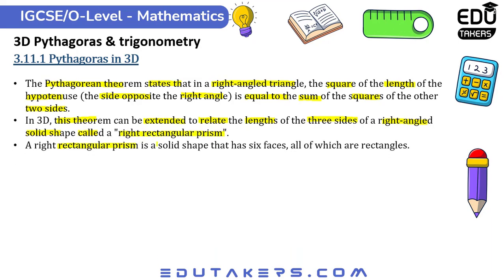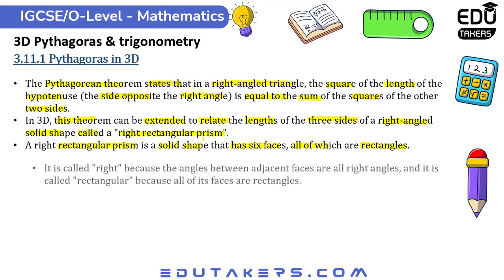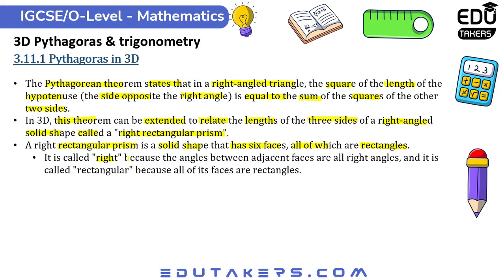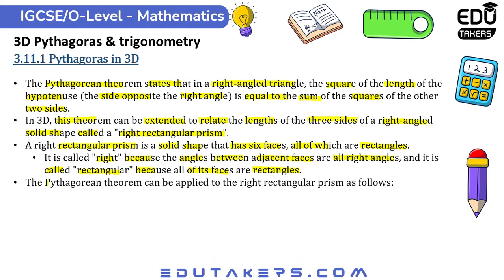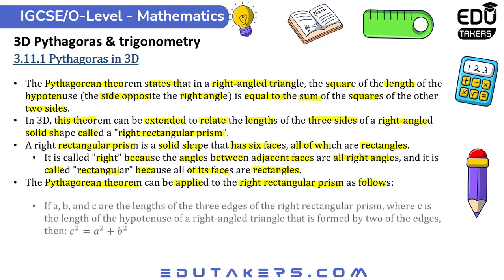A right rectangular prism is a solid shape that has 6 faces, all of which are rectangles. It is called right because the angles between adjacent faces are all right angles, and it is called rectangular because all of its faces are rectangles. The Pythagorean theorem can be applied to the right rectangular prism as follows.